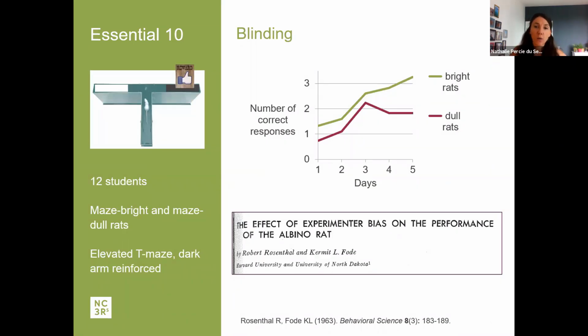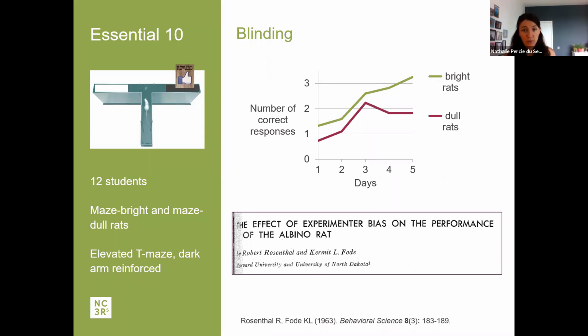The ARRIVE guidelines also recommend describing who was aware of the group allocation at different stages of the experiment. And this experiment in rats demonstrates why blinding is important. So the experiment was carried out by 12 students and involved 2 different populations of rats. There was a population of maze bright rats, which had been bred over many generations to perform well in maze tests. And there was a population of maze dull rats, which had been bred over many generations to perform poorly in this type of assay.